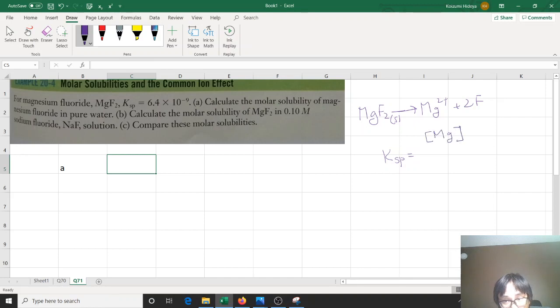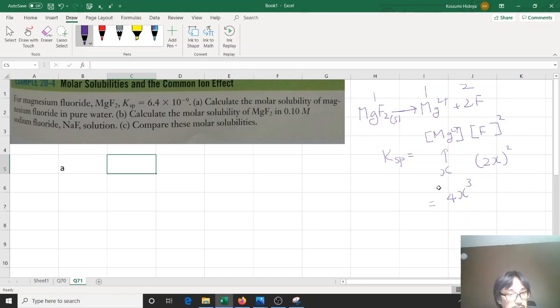Mg2+ times F- squared, right? What is the ratio here? The ratio is 1 to 1 to 2. So if I have Mg2+ as x, then each F- is 2x, and then you have the square. So this one right here is actually 4x cubed, just like the previous problem.